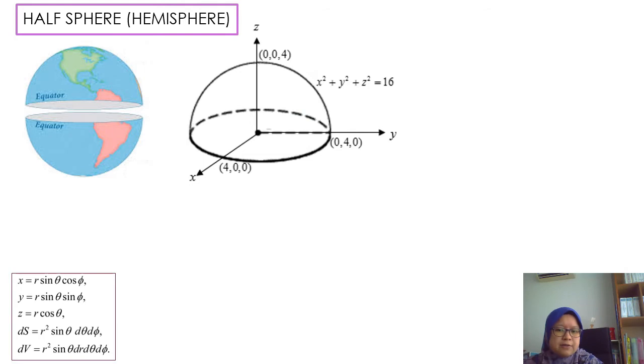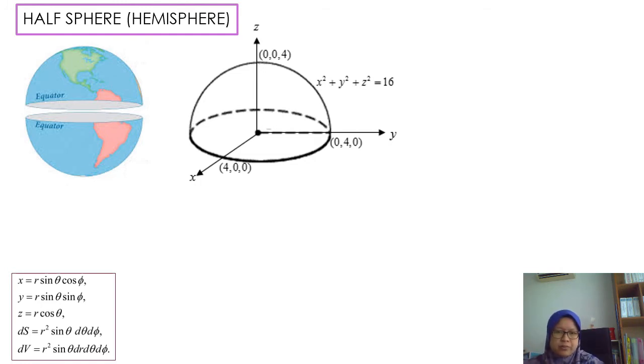Now this is a half sphere. Imagine you have a ball and you cut it into half. So you just have a hemisphere. This is called a hemisphere, or half sphere, or upper half sphere. Upper because it is located above.